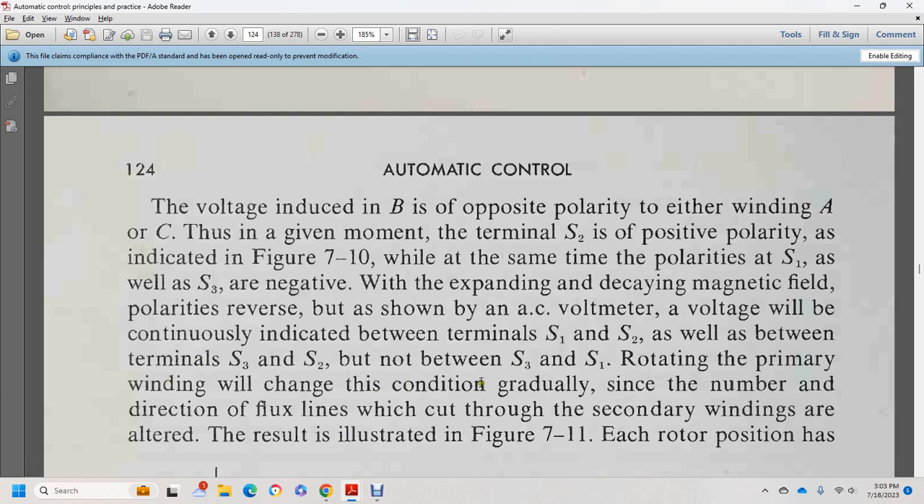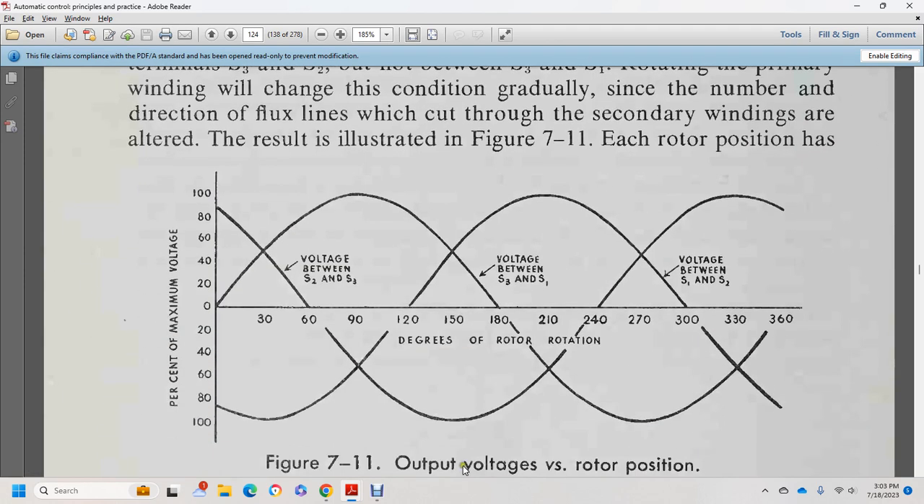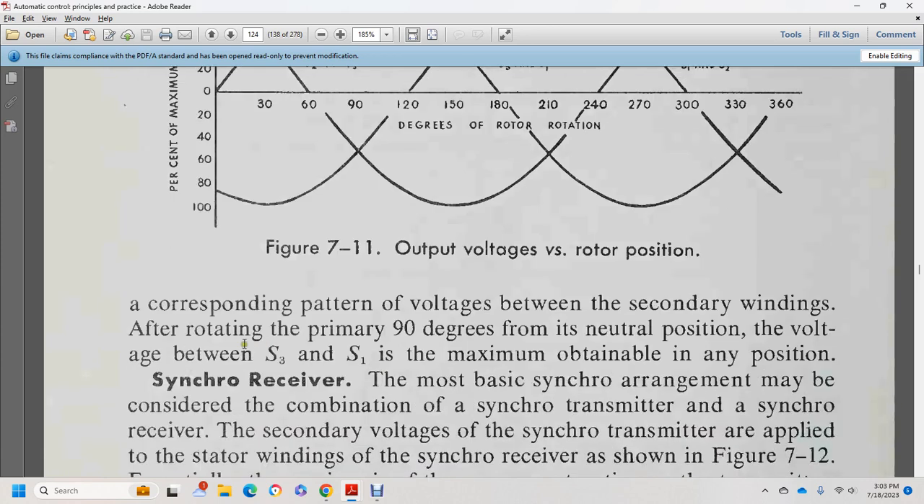Rotating the primary winding will change the condition gradually, since the number of flux lines that cut through the secondary windings changes. The result is illustrated in figure 7-11. For each rotor position, it shows the output voltage between synchros 2 and 3, synchros 3 and 1, and synchros 1 and 2, with degrees of rotor rotation from 0 to 100 and percentage of maximum volts, positive and negative. After rotating the primary 90 degrees from the neutral position, the voltage between synchros S3 and S1 is the maximum obtainable in any position of the synchro receiver.